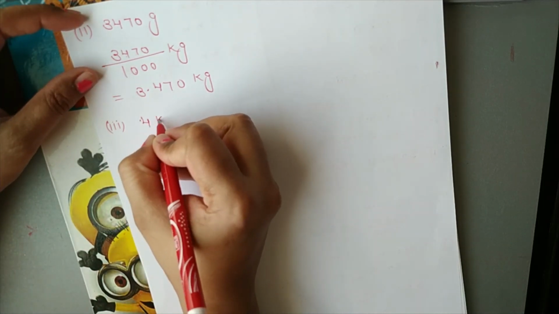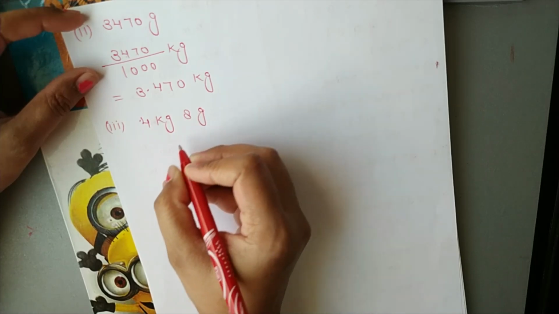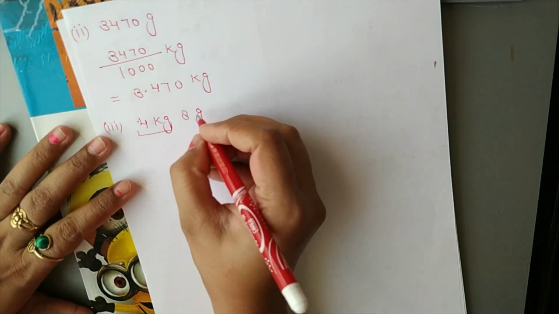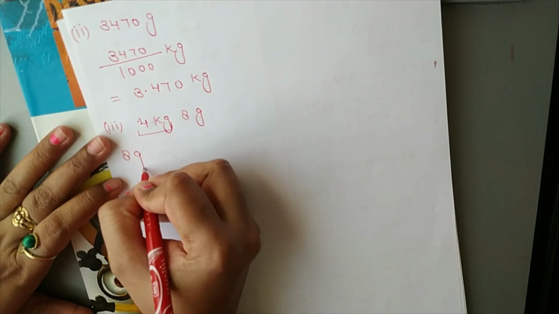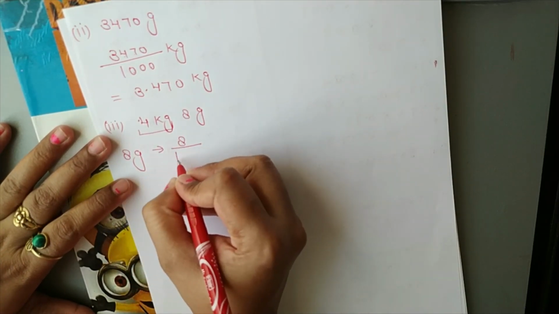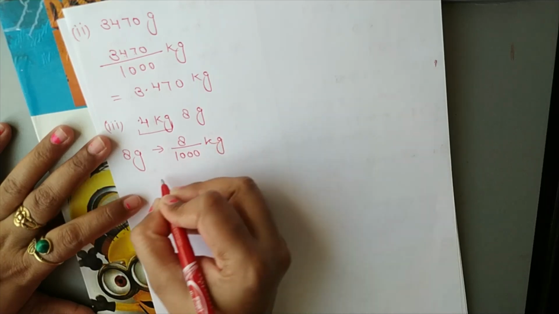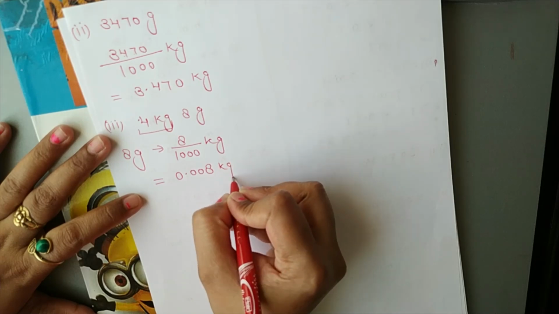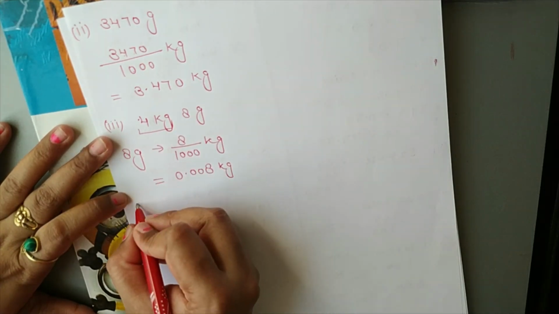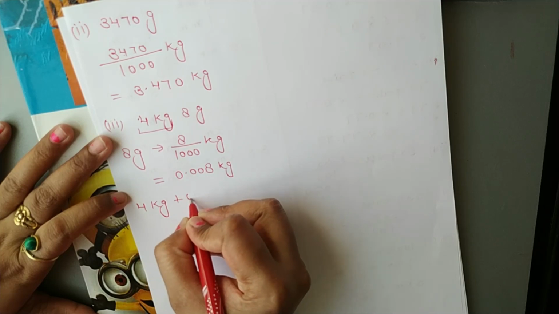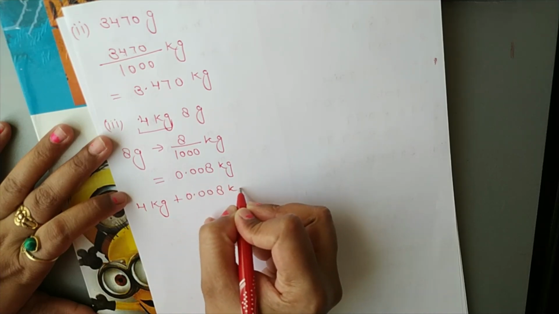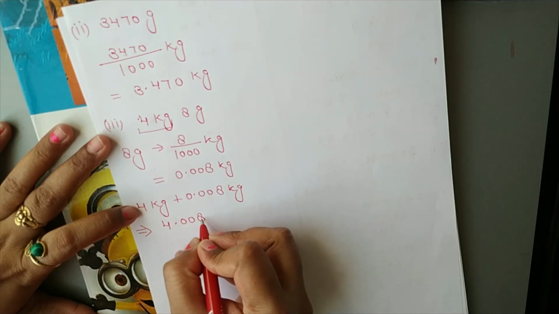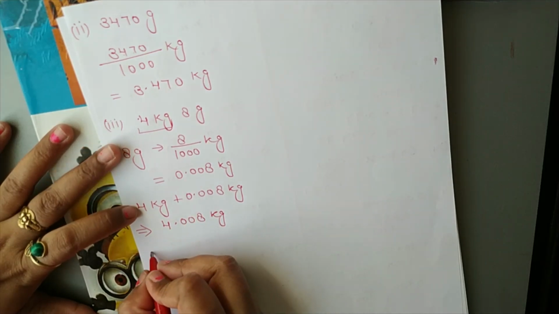Third part is 4 kg 8 gram. So 4 kg, after that we have to add, first we have to convert this 8 gram into kilogram. So 8 divided by 1000 kg, so it will be 0.008 kg. Okay, so after that we have to add 4 kg plus 0.008 kg. So final answer will be 4.008 kg. Question number 5.